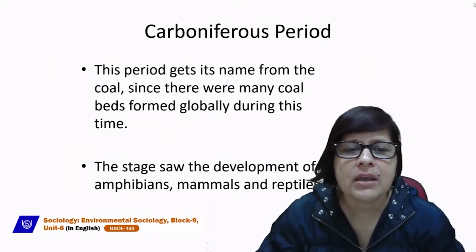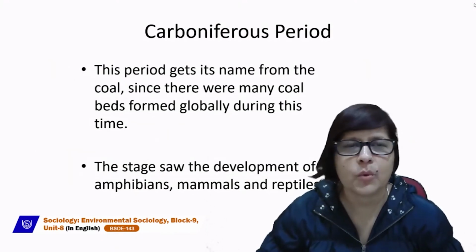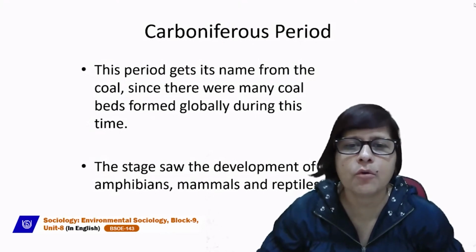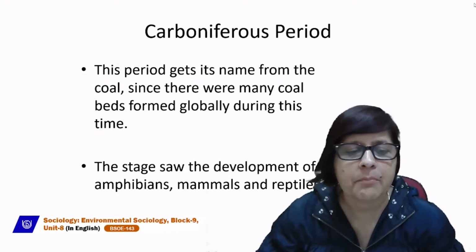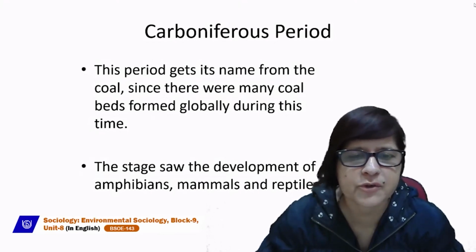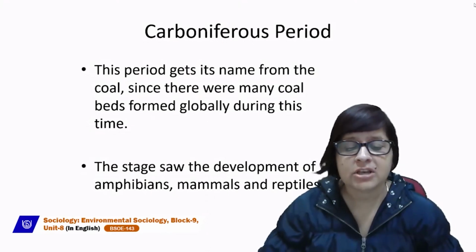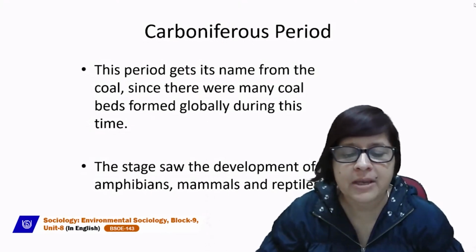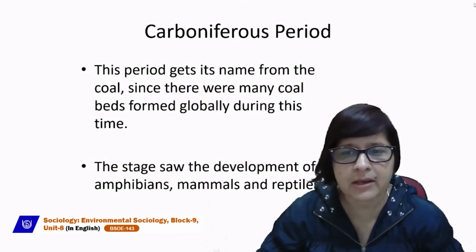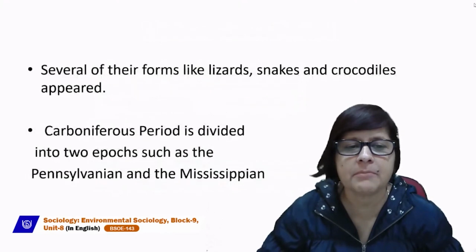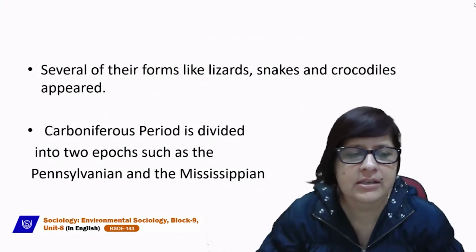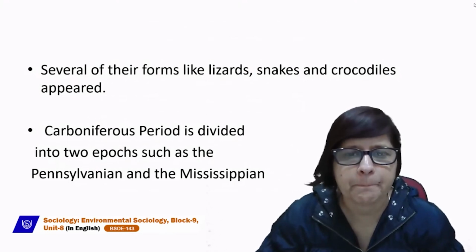After this comes the Carboniferous period. What is Carboniferous period? This period gets its name from coal, since there were many coal beds formed globally during this period. This was the period of the development of amphibians, mammals and reptiles. Several of their forms, like lizards, snakes, and crocodiles, appeared.